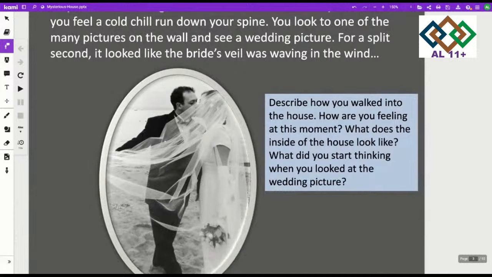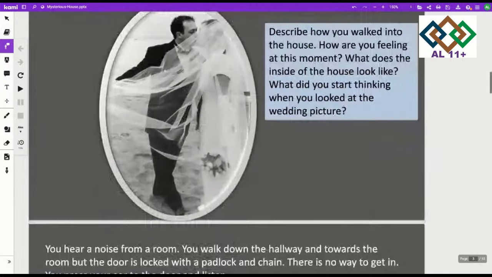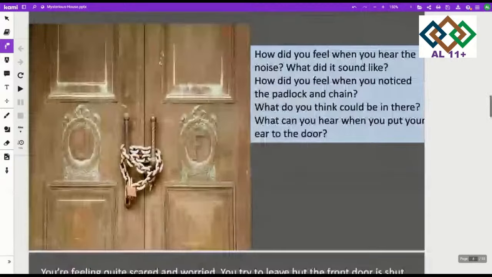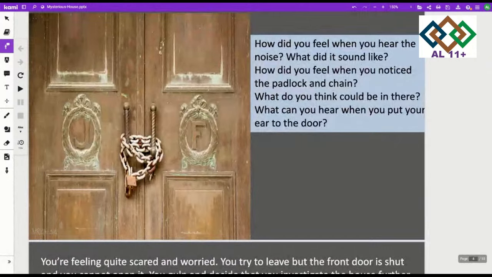a door which is locked. About this door which is locked and you can't open it, about the feelings, about the sounds, what you can hear from this door, all these things, your feelings again, your emotions, everything here.